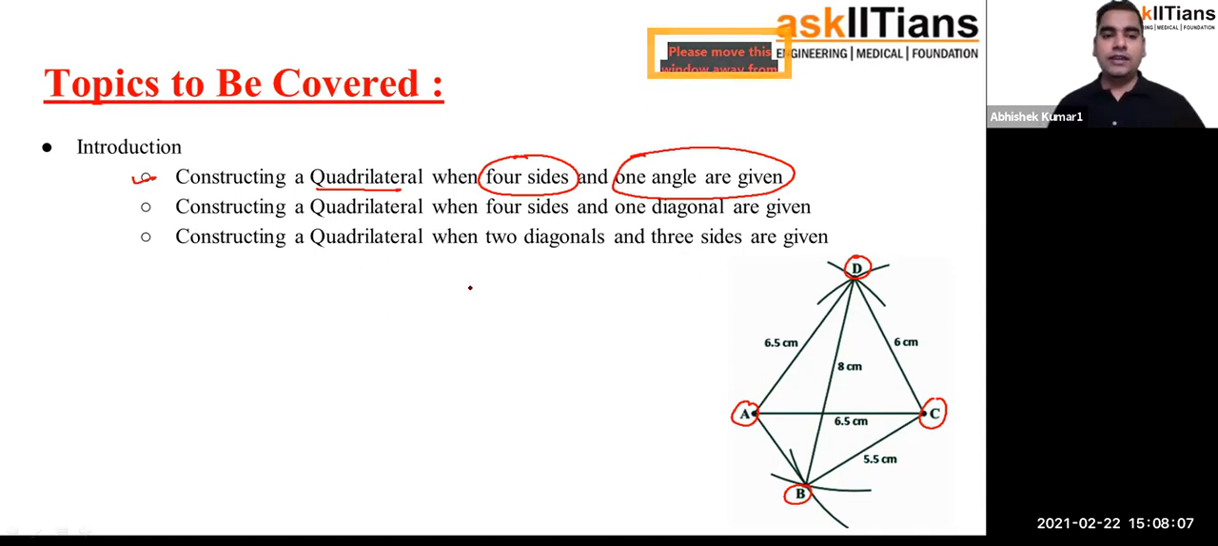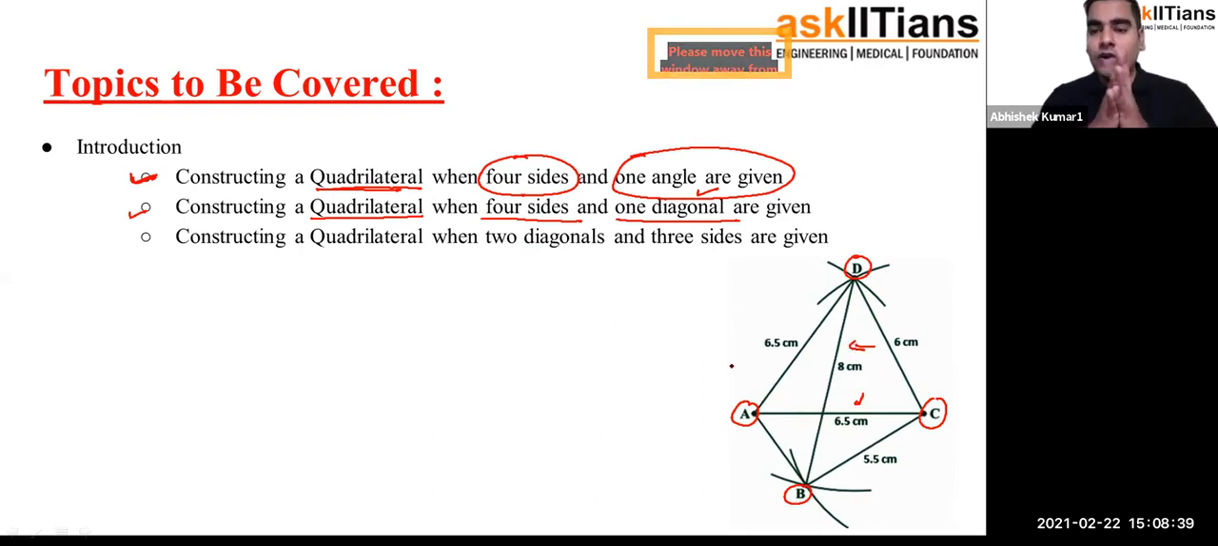So the first case is learning how we can construct a quadrilateral when you know the length of all four sides and you are also provided one angle of that quadrilateral. The second case is how we can construct a quadrilateral when you are provided four sides and one diagonal of the given quadrilateral. That one diagonal could be any one of them, AC or BD. That is going to be our second topic.